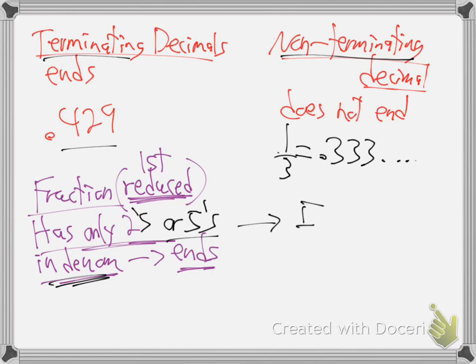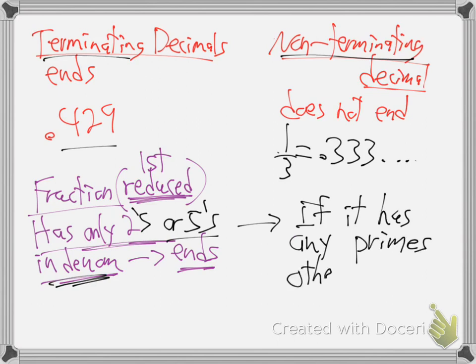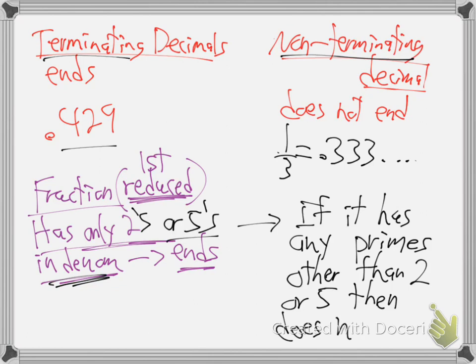And I'll go over here. If it has any primes other than 2 or 5, then it does not end. It's an everlasting decimal. Goes on and on and on. So that's the deal. It's all about only 2's and 5's, then you're going to end. If you have any other prime numbers, 3, 7, 11, 13, all the other primes, you're not going to end. Whoops, sorry, that's too quick.